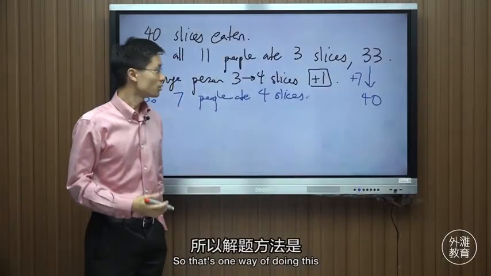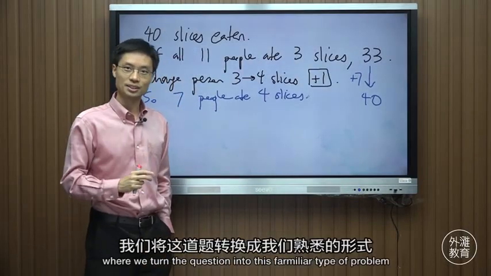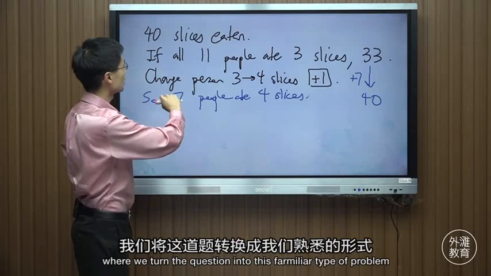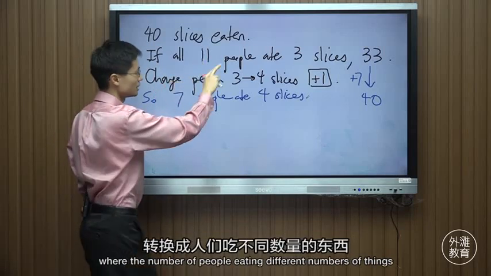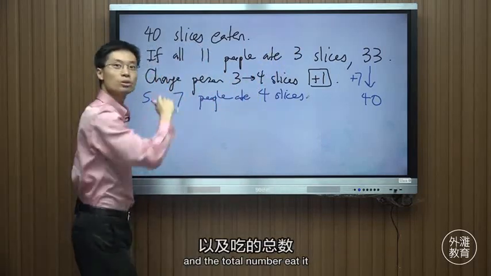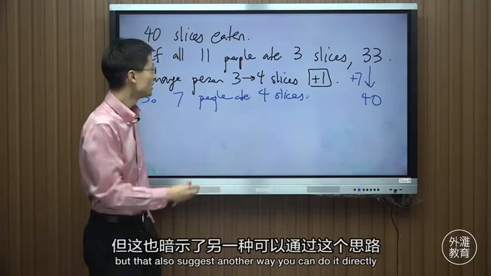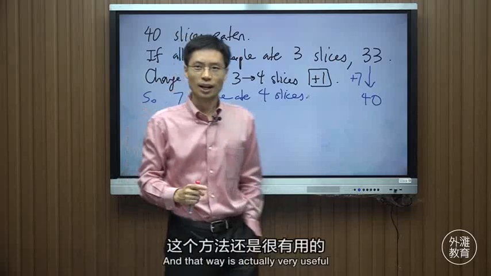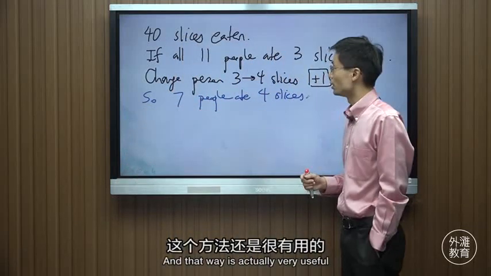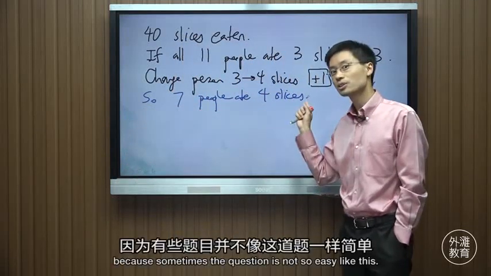Okay, so that's one way of doing this, where we turn the question into this familiar type of problem where I have a number of people eating different numbers of things and a total number eaten. But that also suggests another way you can do it directly, just by doing this idea. And that way is actually very useful because sometimes the question is not so easy like this.